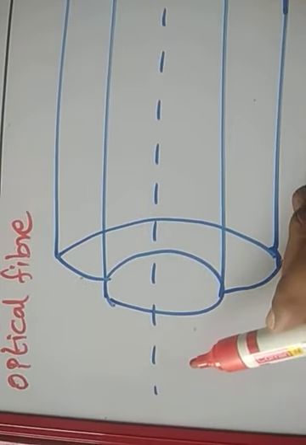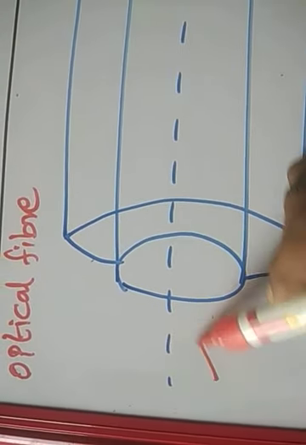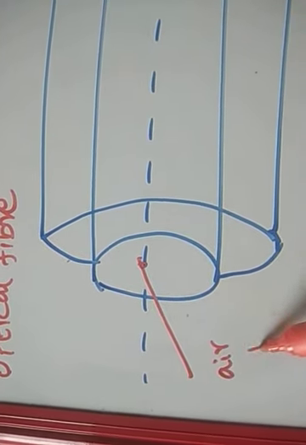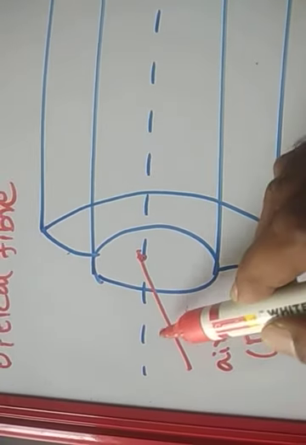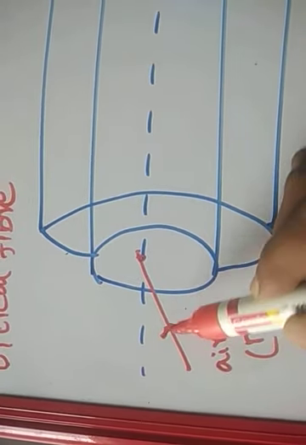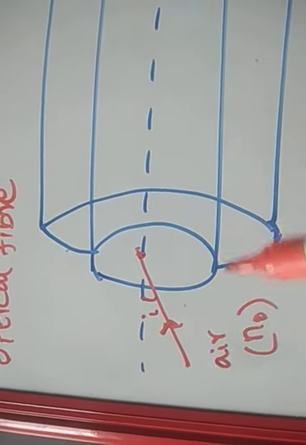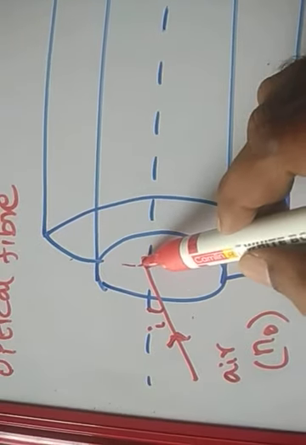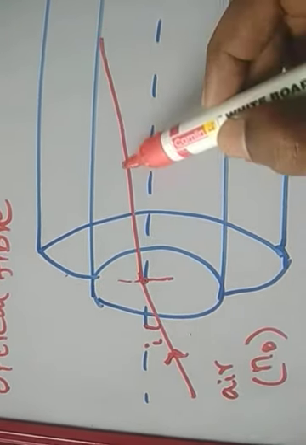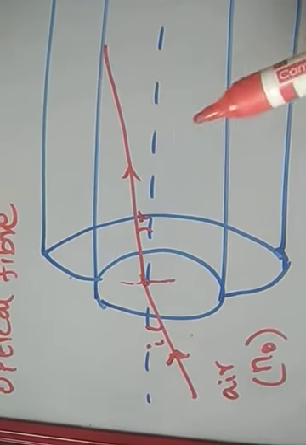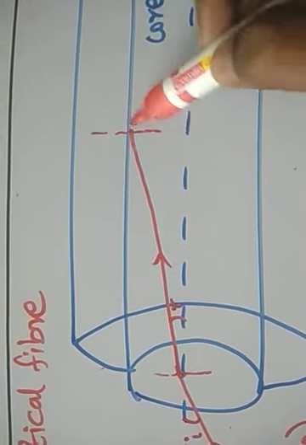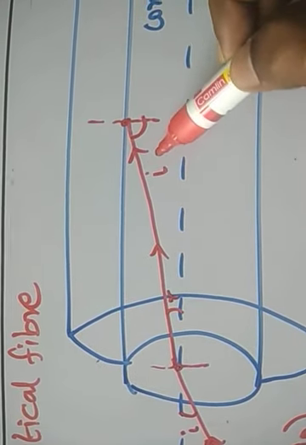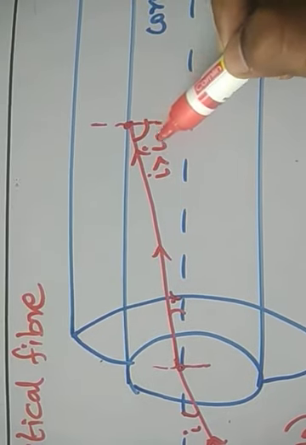When the light enters from the air medium to the core medium, the air is a rarer medium with refractive index N0. This is the angle of incidence. Rarer to denser medium, so the light, with this normal line, will move towards the normal. This is the refracted ray. Here this is the interface, and the light is incident on this interface with an angle of incidence greater than the critical angle.